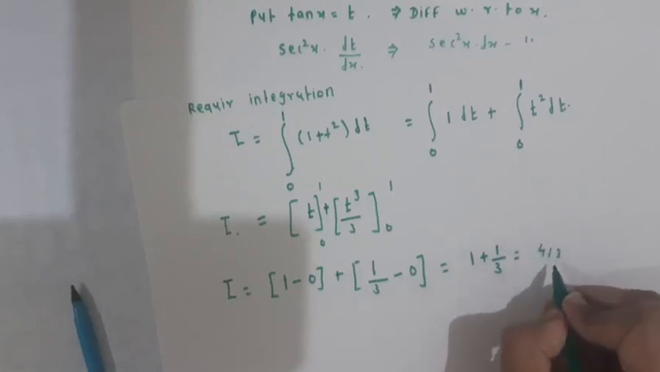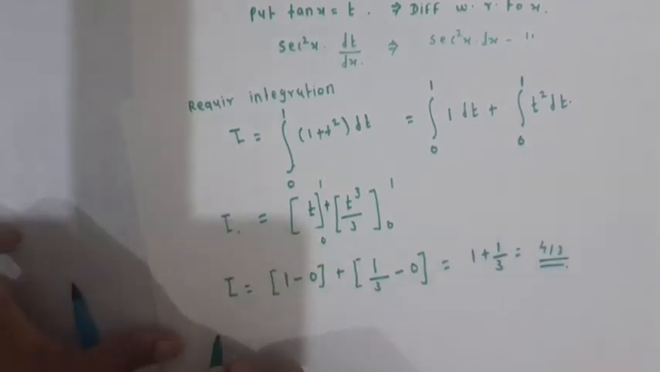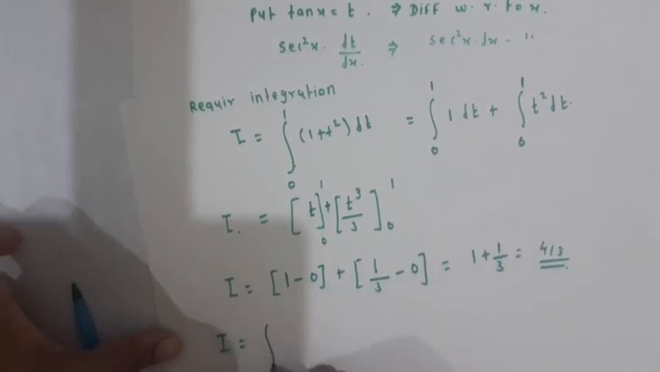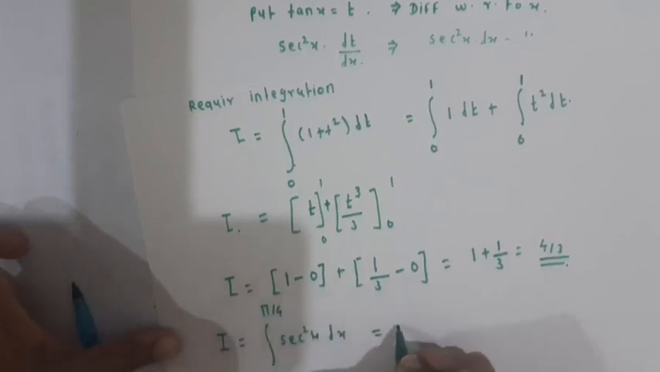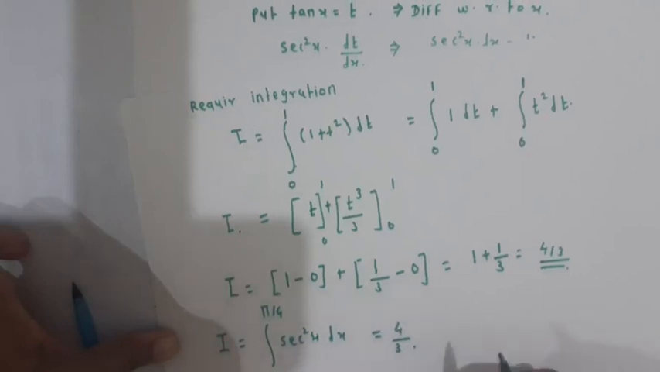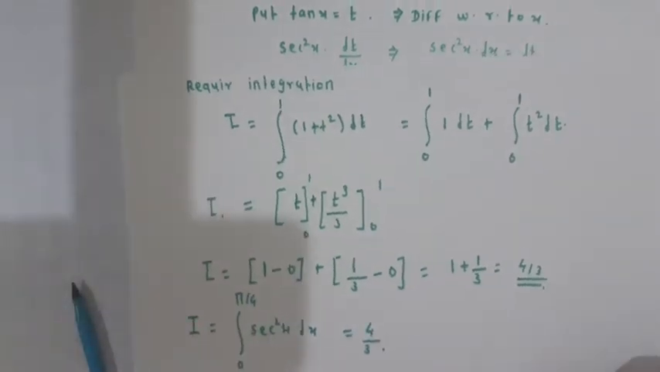Hence this integration I, equal to the integral of sec raised to 4x with respect to x from 0 to pi by 4, has the answer 4 upon 3. In this way we have to solve the problem. Okay, now let us solve another example.